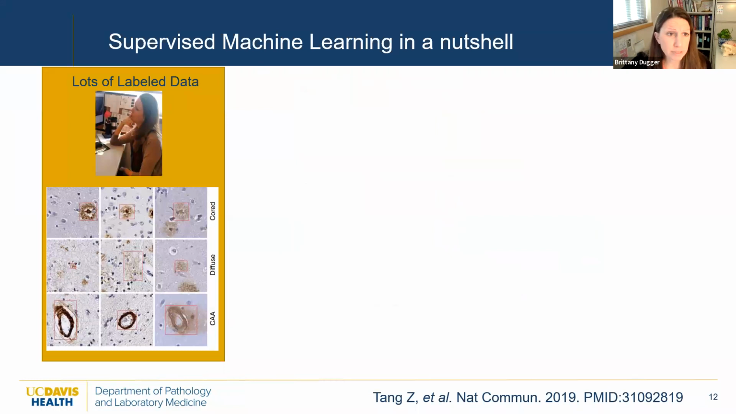And so with supervised machine learning, and again, I'm only presenting for about 20 minutes, so just bear with me, this is just to give an overview. Basically, you need to label lots of data. So here I am as an expert trying to classify things into different amyloid deposition types. Is it a dense core plaque? Is it a diffuse plaque? Or is it cerebral amyloid angiopathy? So I go through and I try to label all this.